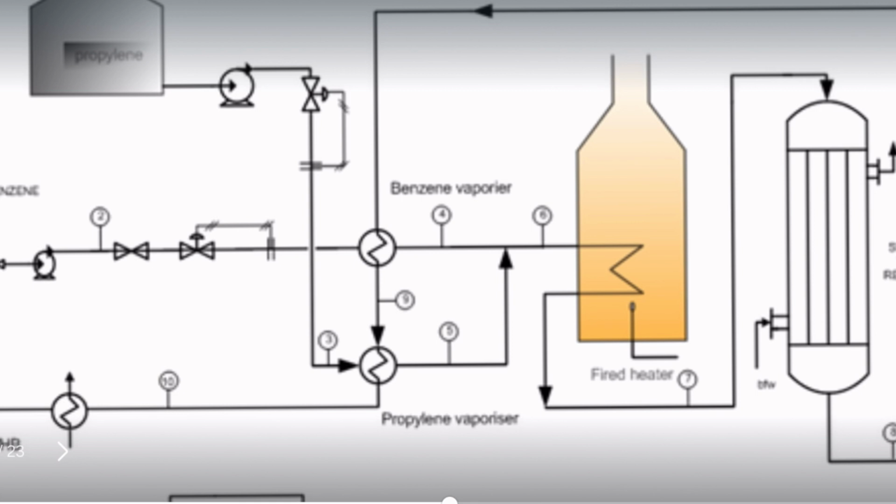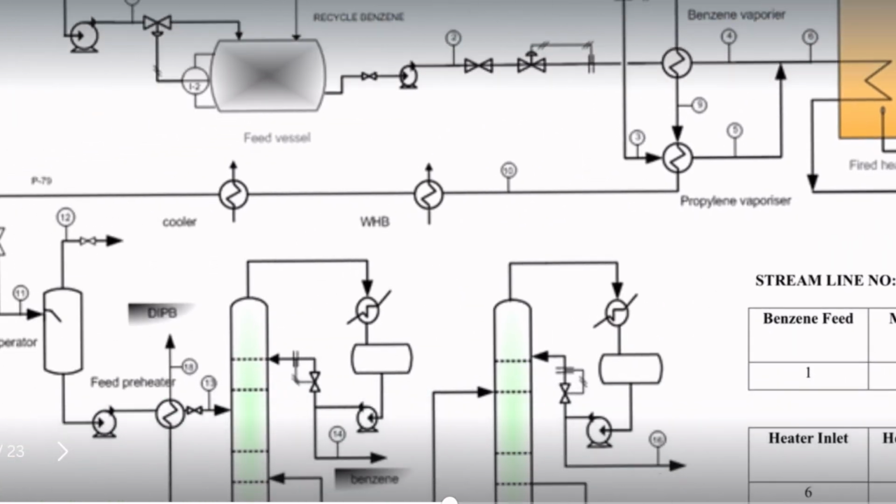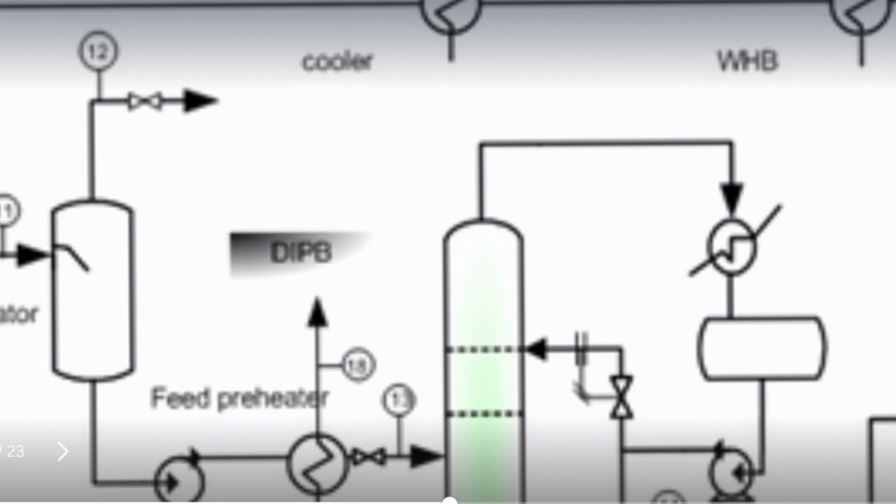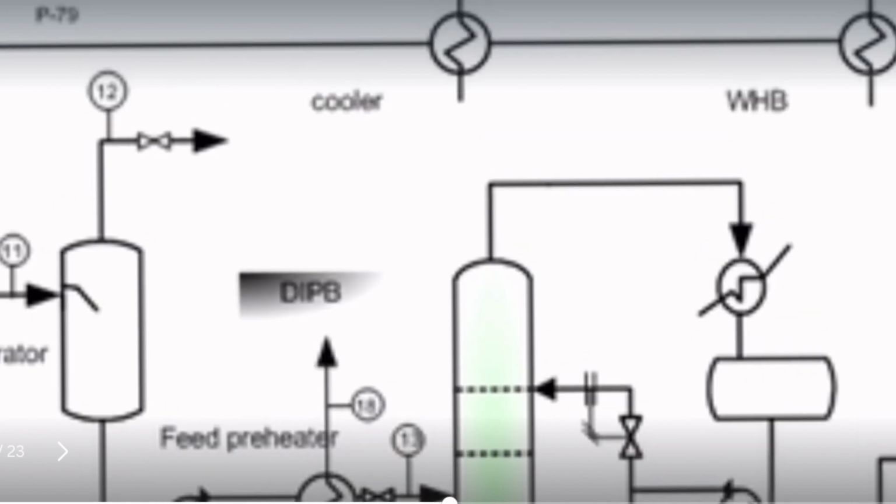After that, it will be cooled down to 40 degrees Celsius in a water cooler, and then it will go to a separator. Propylene and propane are separated from the liquid mixture. Fuel gas is used to fuel the furnace. The liquid mixture goes to a benzene distillation column at 1 atm pressure, yielding 98.1% benzene as distillate for recycling.